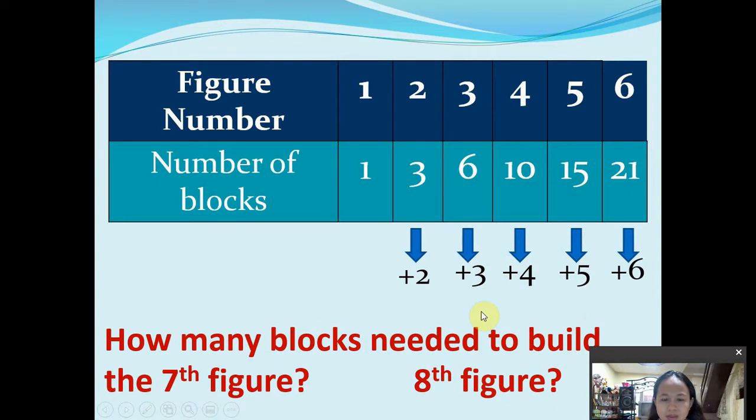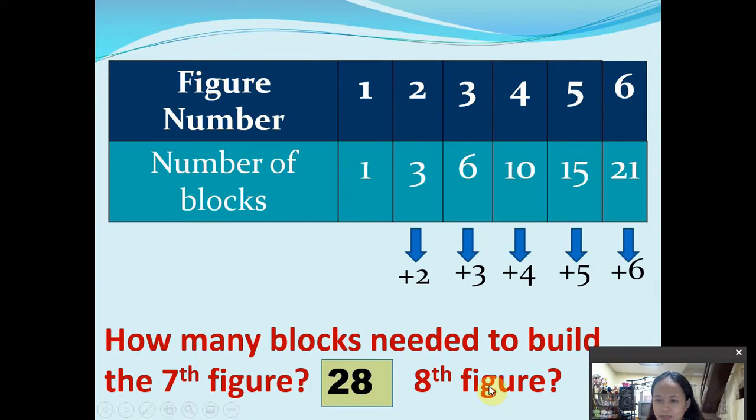Okay, so how about if we are asked to find the number of blocks needed to build the seventh figure and the eighth figure? So for the sixth figure, we have 21 blocks. What are we going to add to 21 to get the number of blocks for the seventh figure? Since that is the seventh figure, we will add 7. So 21 plus 7, and that is 28. Okay, very good. So for the seventh figure, we have 28 blocks.